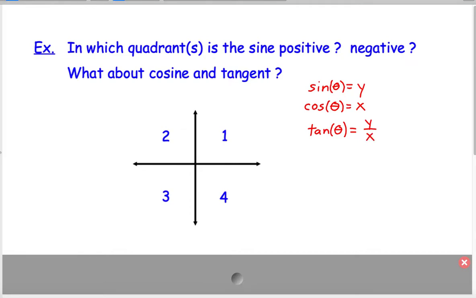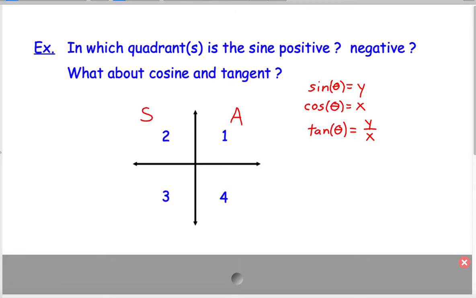So in the first quadrant, everything is positive. So the sine is positive, the cosine is positive, and the tangent is positive. So all 3 of them are positive in the first quadrant. Let's just write A for all of them. In the second quadrant, the sine is still positive, but the cosine is negative, because x is negative to the left, and therefore the tangent, which is sine over cosine, will also be negative. So in the second quadrant, only the sine is positive.